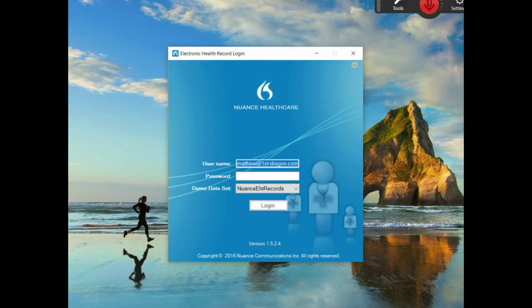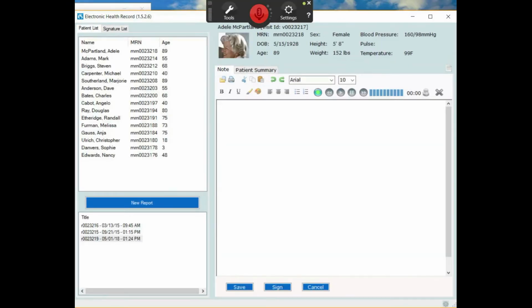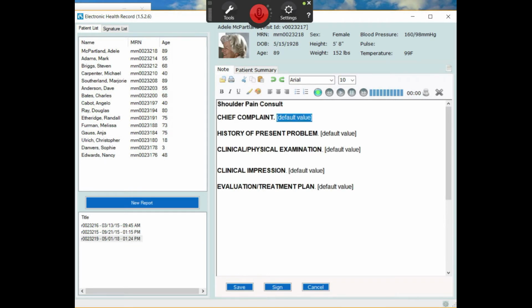So that is an example of using a step-by-step command to open your EHR, and now we're going to go ahead and call in a template. Shoulder pain consult. Right shoulder pain. Next field.